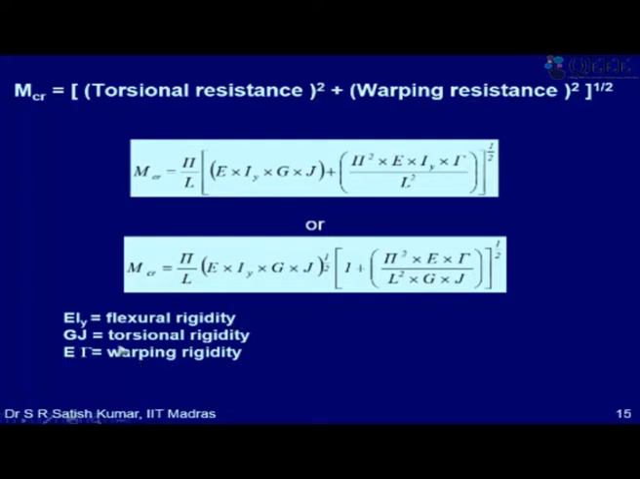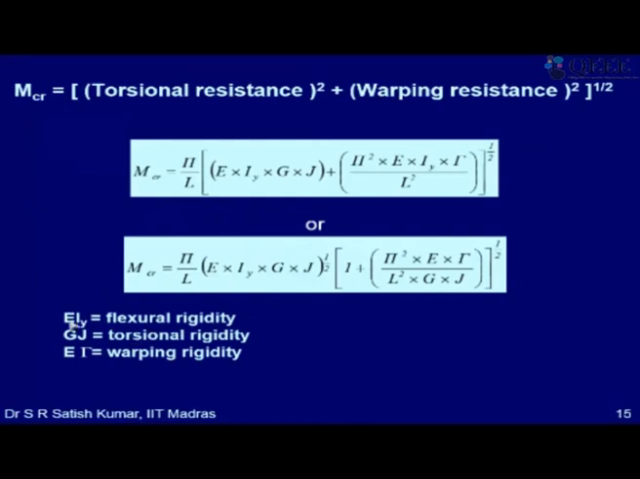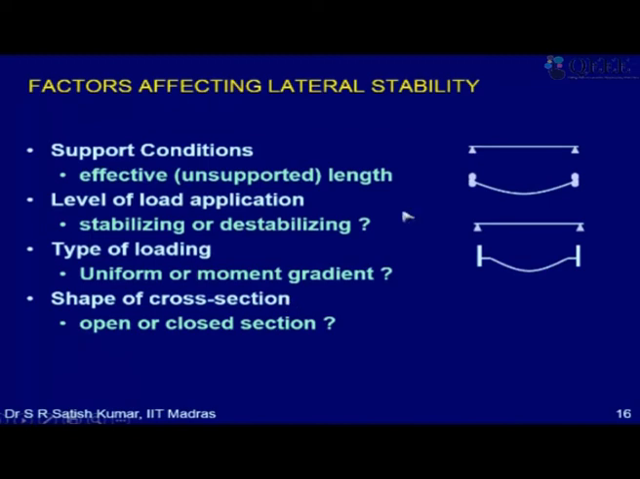So similarly GJ is the torsional rigidity, how easy it is to twist the beam, and E gamma is the warping rigidity. So all these three terms come into picture, and the code gives you how to quickly calculate the value of J and gamma, etc. So we will be able to calculate MCR. Okay, we will go to the code equation later. For the time being, we just know that this is what has happened.